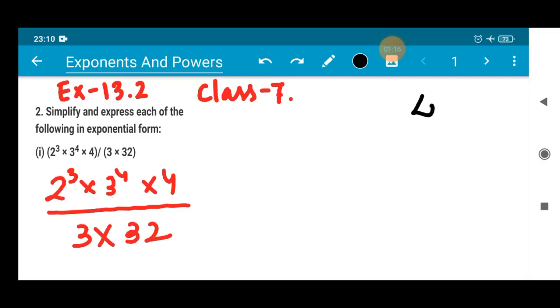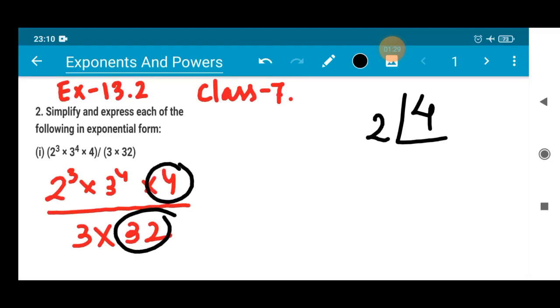So in order to convert this 4 into exponential form, I have to break this number using the prime factorization method, which we have done in our earlier class also. Wherever you see a number which is greater than 3, that is, above prime numbers, those numbers need to be converted into prime form and written in exponential form. So what is the exponential form of 4?